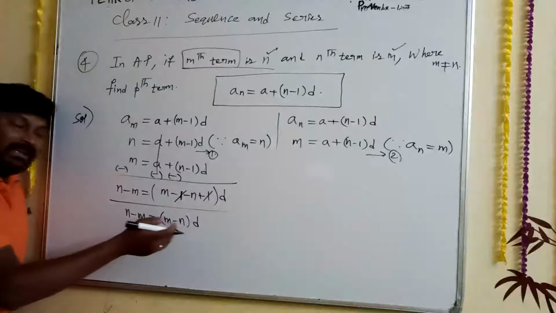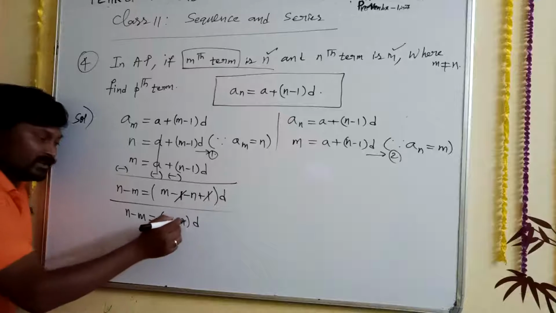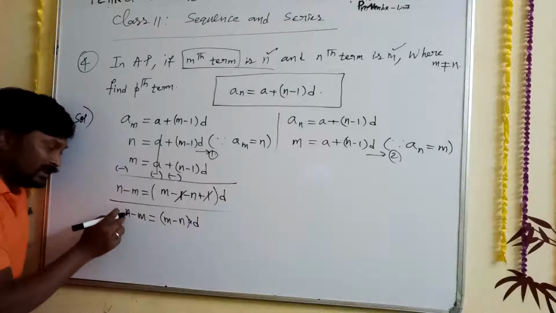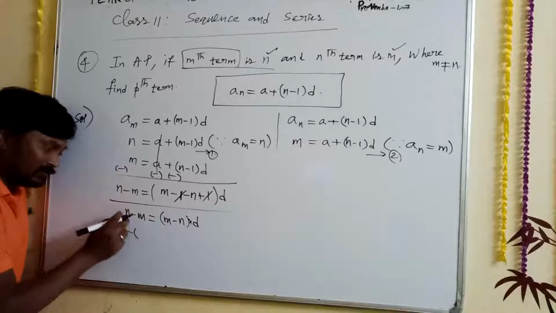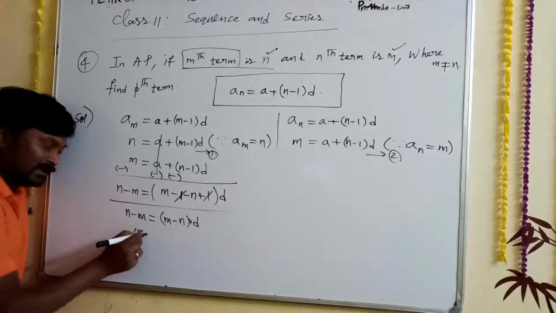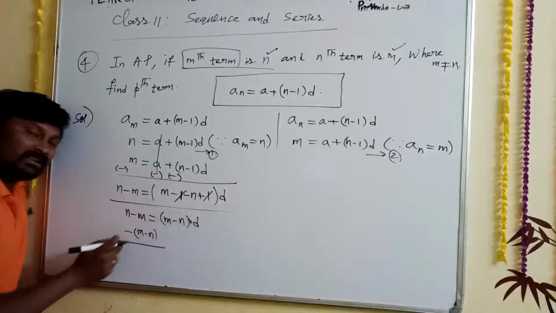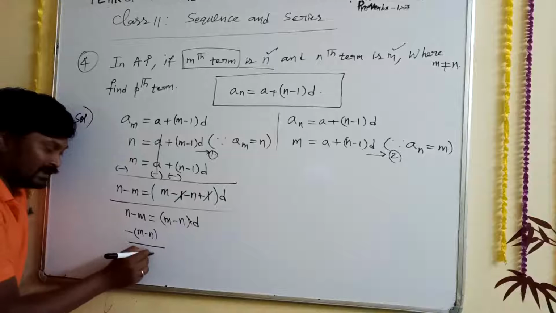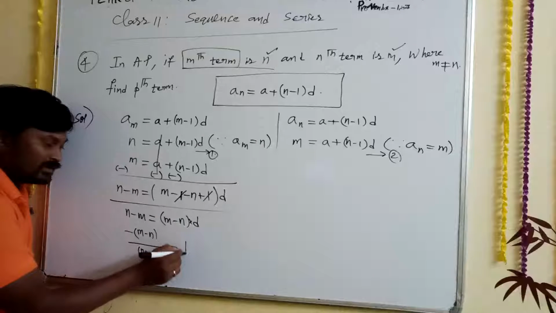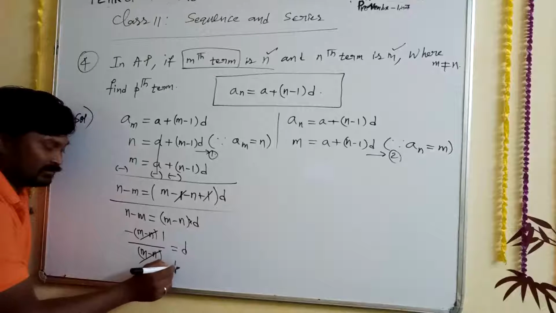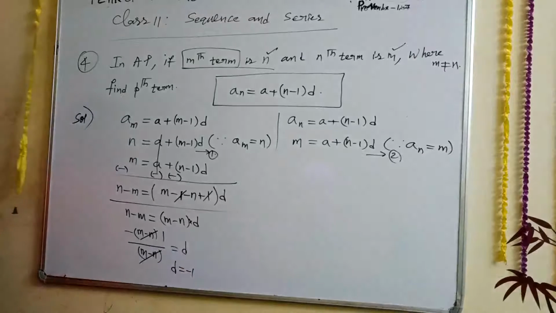So now let's take this to this side. Here multiplication comes to division. Now here minus is common. When I take minus common, n minus m upon m minus n, the multiplication comes to division, so that n minus m is equal to d. Both get cancelled, you get d as minus 1. So d value minus 1 you got.